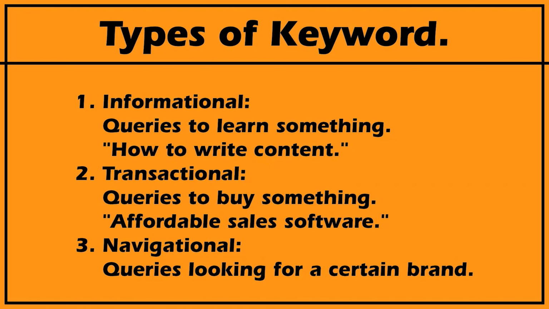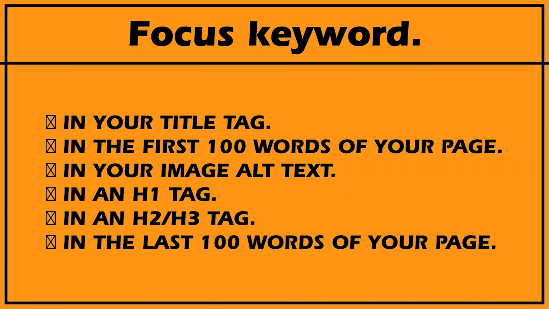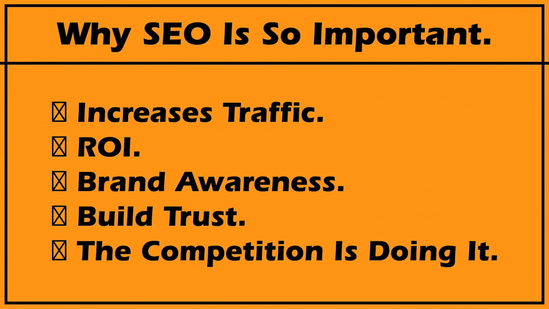Types of keyword: informational, queries to learn something; transactional, queries to buy something; navigational, queries looking for a certain brand. Focus keyword: in your title tag, in the first 100 words of your page, in your image alt text, in an H1 tag, in an H2, H3 tag, in the last 100 words of your page. Why SEO is so important: increases traffic, brand awareness, build trust.